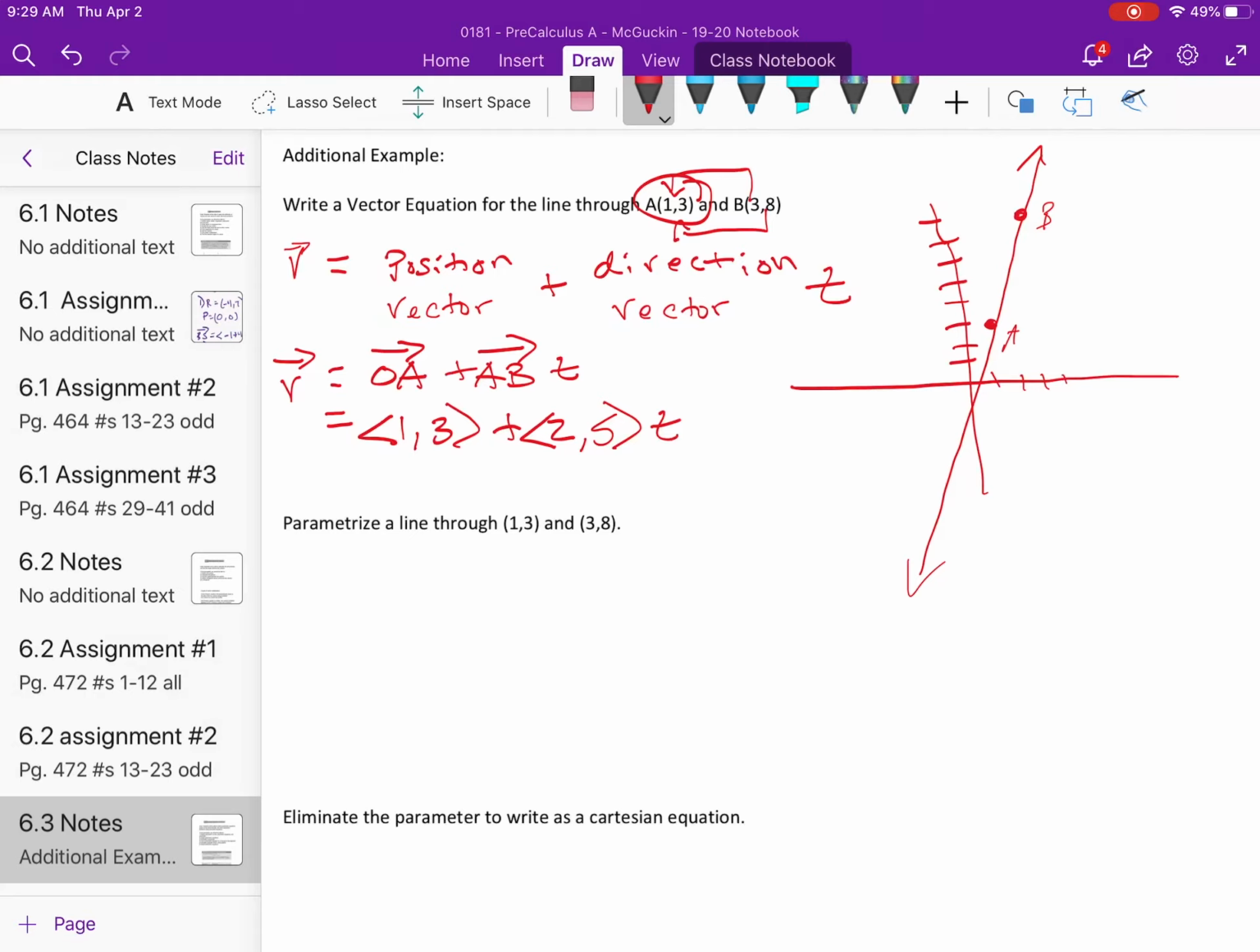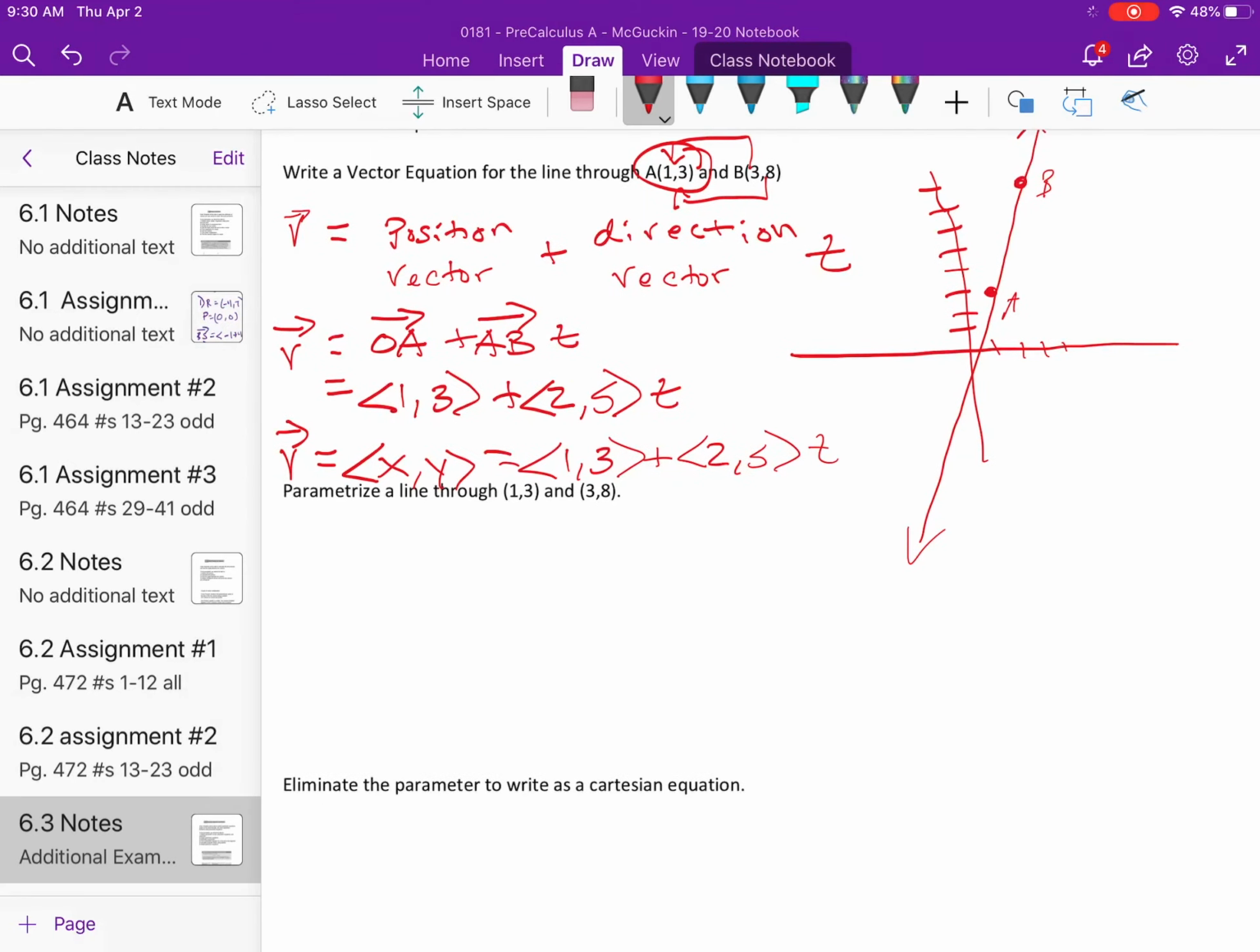And so at this point, this is our vector equation. You might also see it written as the component x comma y is equal to 1 comma 3 plus 2 comma 5 times the parameter t. So then how can we utilize this in parameterizing a line through, let's say, for these specific points to keep things consistent?